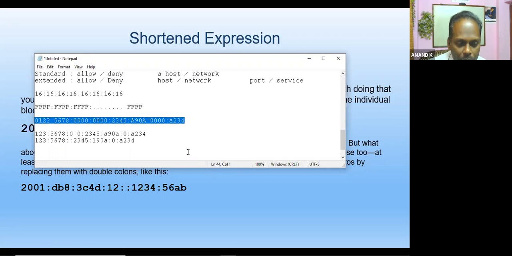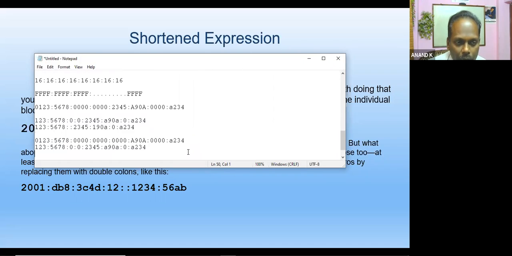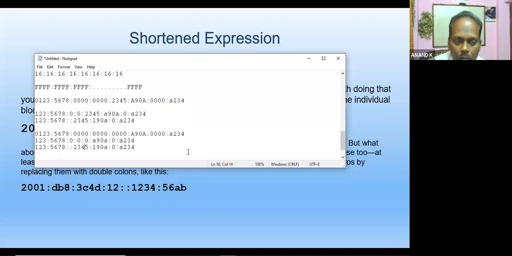Suppose I replace this address with something else, where this one also is 0000 and this one also is 0000. How will it be replaced? It will be written like this with 2345, this one also with 0, and finally there is no concept of a triple colon. Is this clear? The address is 123 5678 colon colon 1908 colon 0. It will understand that out of the total 8 hextets, the three hextets lying in between are zeros, only zeros.